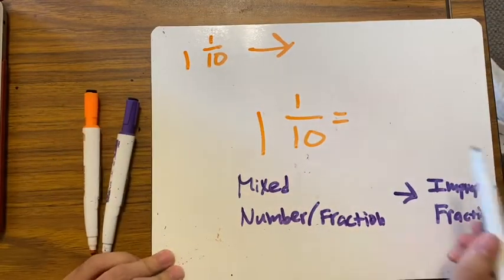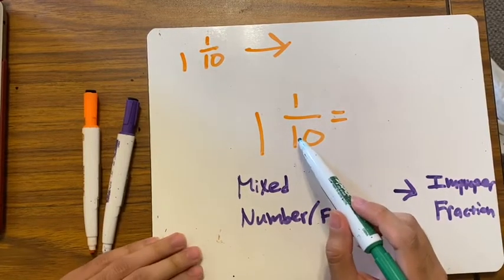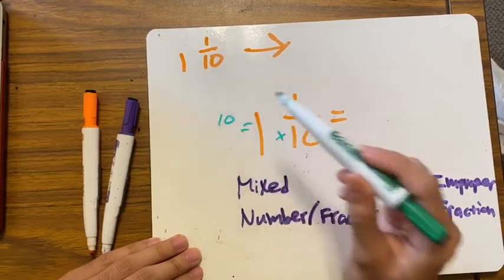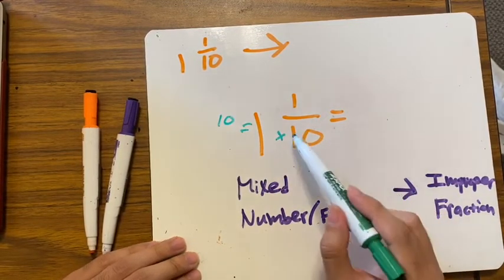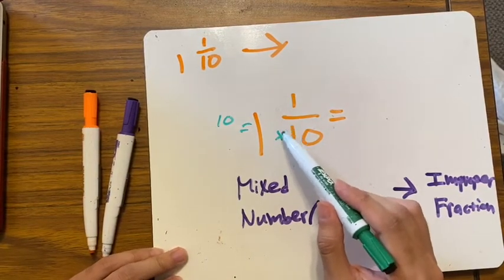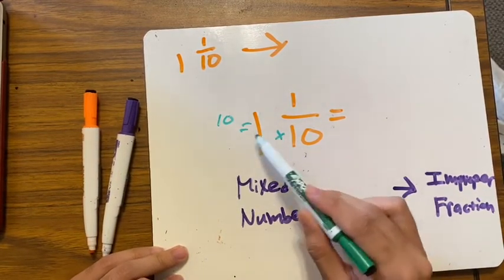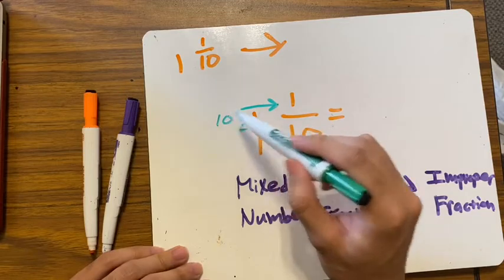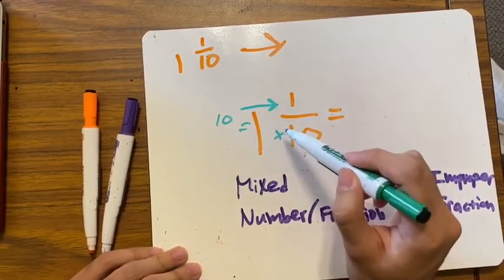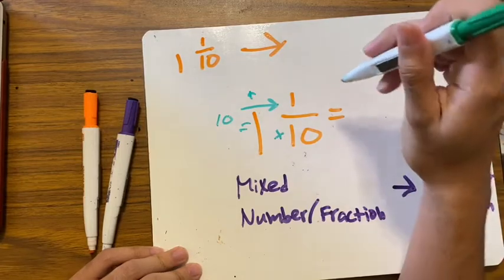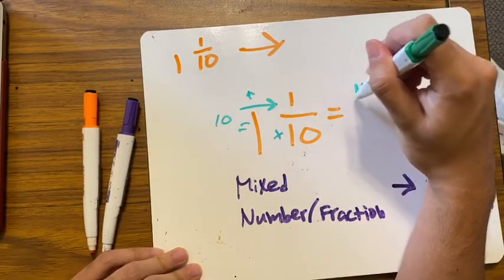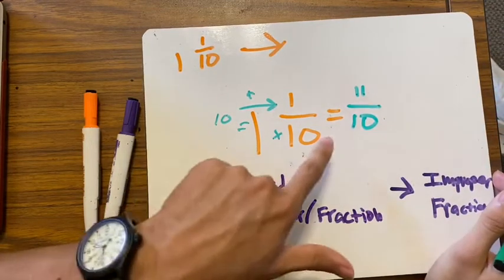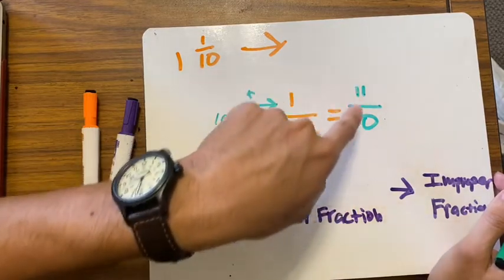So what do we need to do? Well, pay attention, okay? You have to multiply your denominator by your whole number. So 10 times 1, that gives me 10, right? And I like to put this little multiplication sign just so I know that I'm multiplying them. And then I need to add my product from these two numbers to my numerator. So 10 plus 1 is going to give me 11, and then my denominator does not change. Okay, so my answer as an improper fraction is 11 over 10, okay?